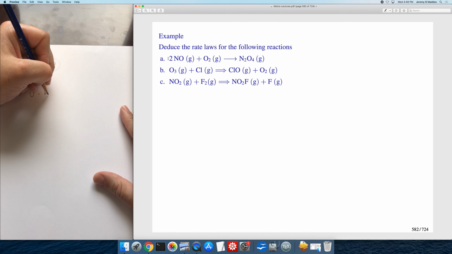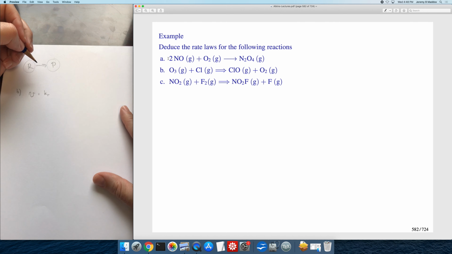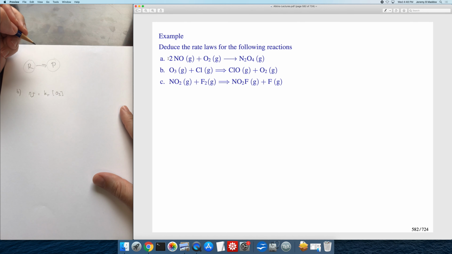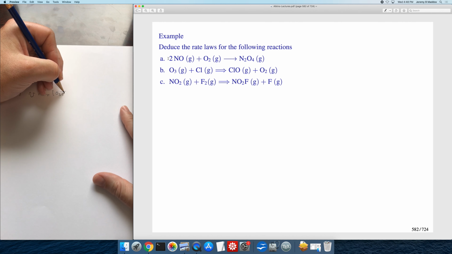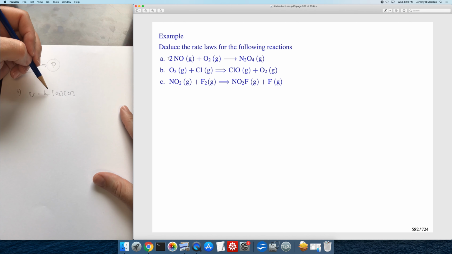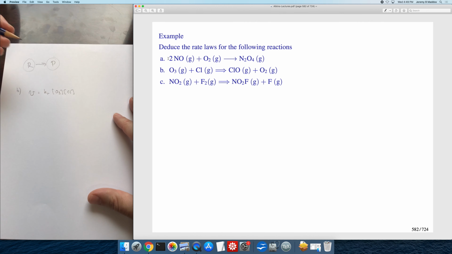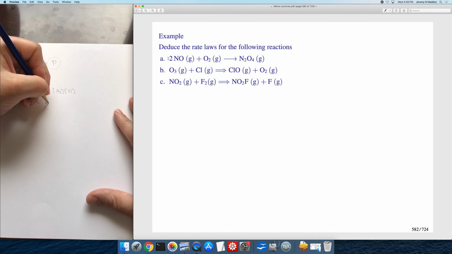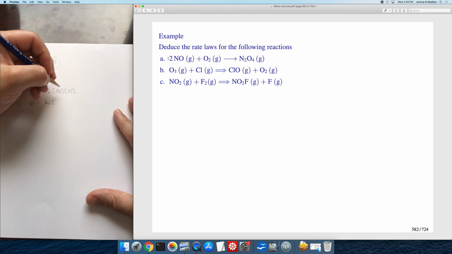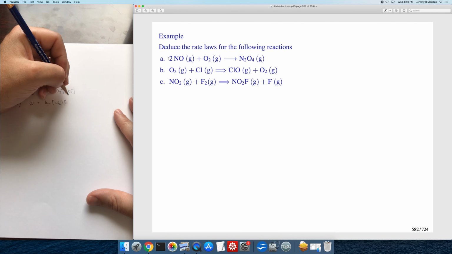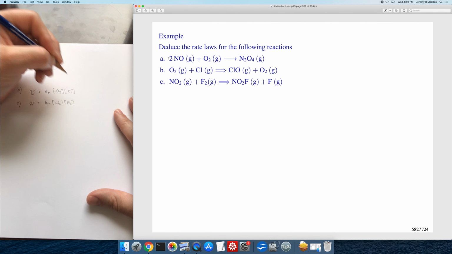is, let's call it Kr, is going to be the concentration of ozone, because ozone appears once as the reactants, times the concentration of chlorine. So it would be a bimolecular type 2 reaction. The same thing for part C. It's also a bimolecular type 2 reaction. So you would have NO2 times the concentration of fluorine.